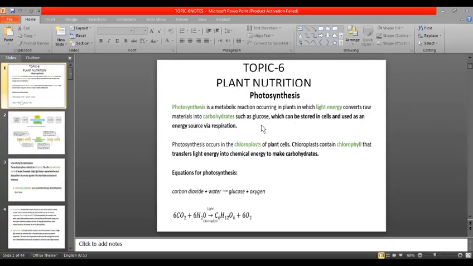Okay, now student. So this is topic number 6, and the title of this topic, as you can see, is plant nutrition. Because if you are going to study the syllabus, in the syllabus, topic number 6 is plant nutrition. So we are going to try to complete this topic. I'm going to start the slideshow from the beginning.